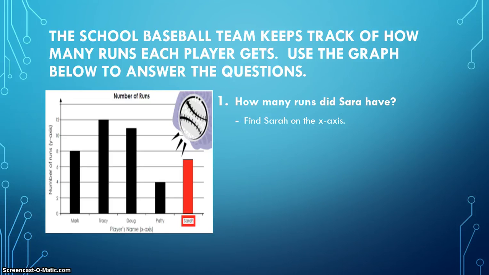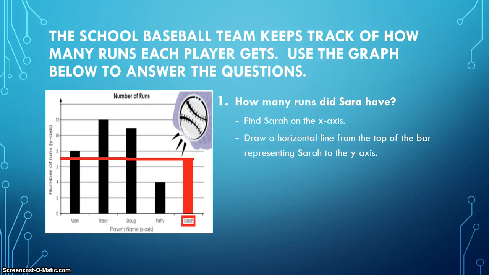And the question asks, how many runs did Sarah have? So we're going to look at this bar and analyze it to determine how many runs Sarah collected. We can do this by drawing a horizontal line from the top of the bar over to the y-axis to see what value that bar represents. We'll draw the line, and we can see that that line is in between the 6 and the 8 on the y-axis. That means Sarah hit approximately 7 hits. So we're now going to record our value. Sarah hit 7 hits, or 7 runs, which means our answer is 7.